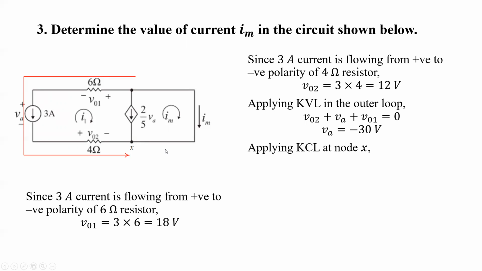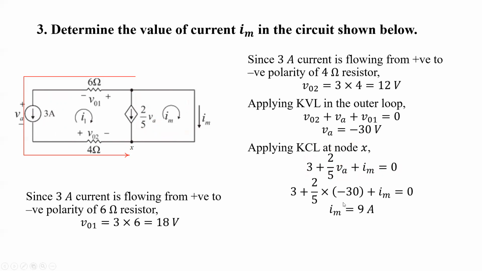Now, let's apply KCL at node X. When we apply KCL at node X, we can see that 2 by 5 times VA is incoming current, 3 ampere is also incoming current, IM is also incoming current, right? So sum of incoming currents equals outgoing current. Outgoing current is 0. So if we sum this up, we will get 0. Now let's substitute the value of VA, minus 30 volt. If we do so, we get current IM equals 9 ampere. So in this way, we can determine the value of current IM.